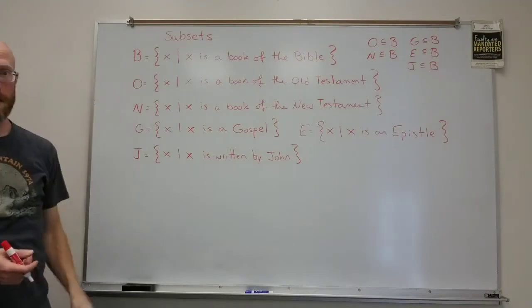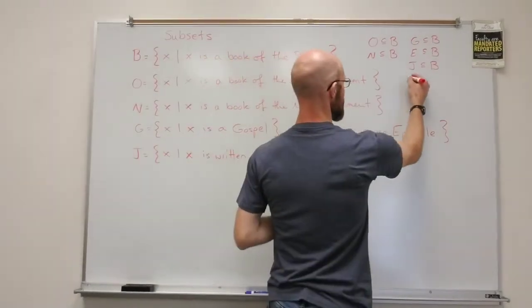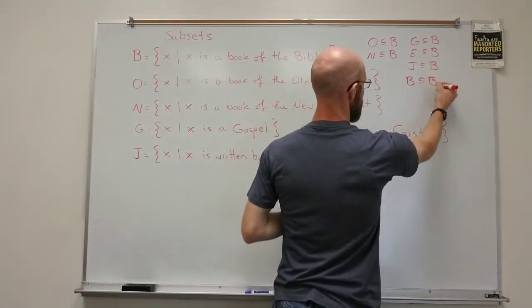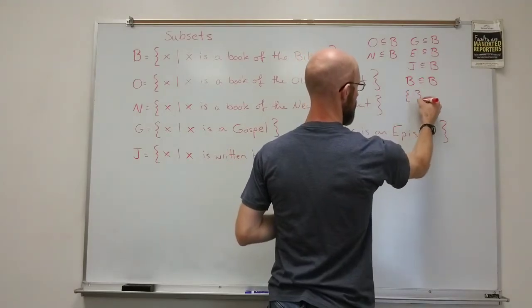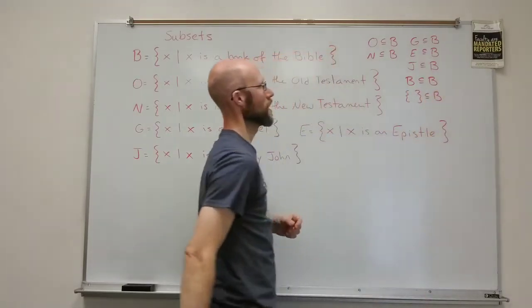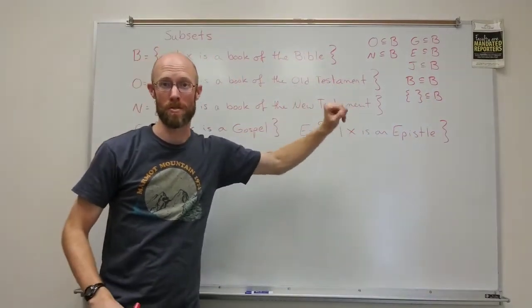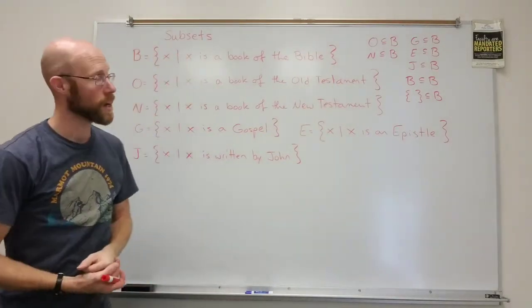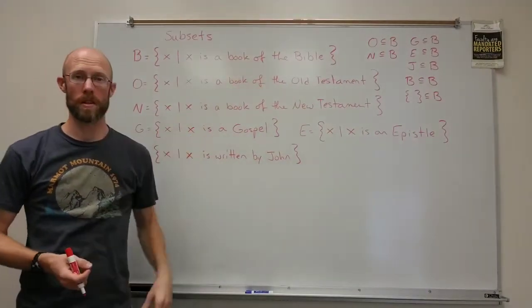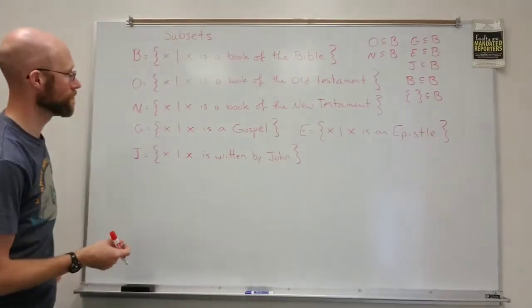Also B is a subset of B, right? Every set is a subset of itself. So we could do that. We could also say the empty set is a subset of B, right? And we haven't listed all the subsets of B. There's others out there, lots of them. But that's just a small collection of them.